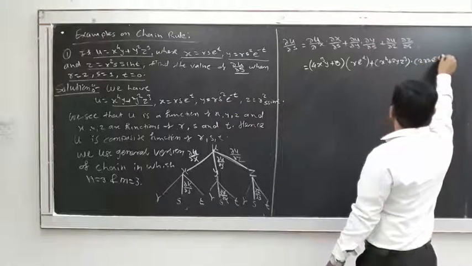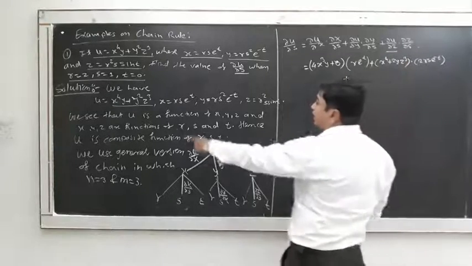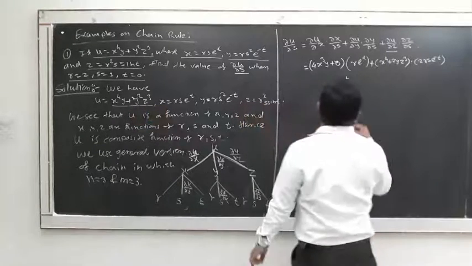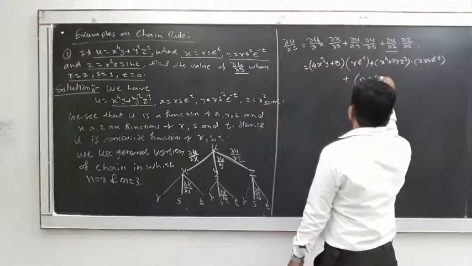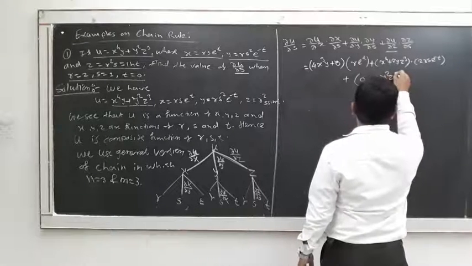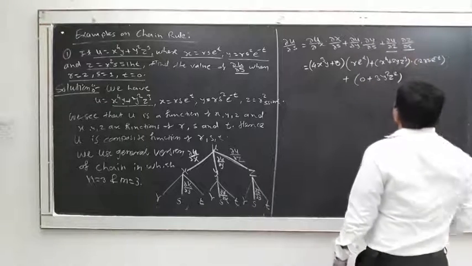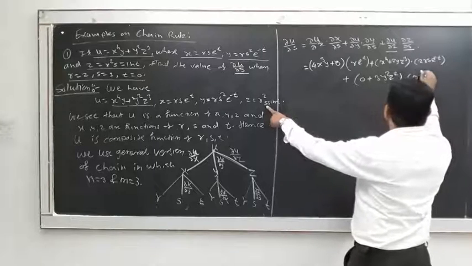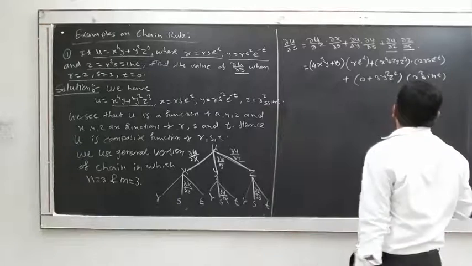2rs e raised to minus t plus now ∂u/∂s. This first term is constant, so the derivative is 0, and take the derivative of the second term, that is 3y square into ∂z/∂s. ∂z/∂s is what? r square sin t. Derivative of s is 1.